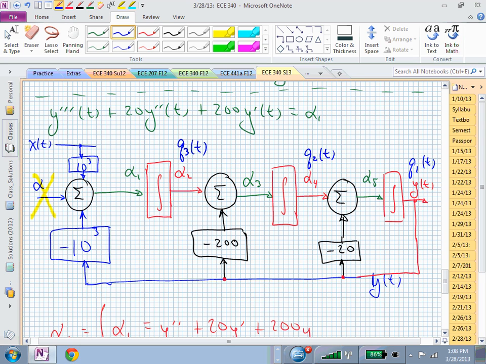Now, I'm going to have to scroll down, but before I do, let's just see what's going to happen. What's Q1 prime? Q1 prime is the output of this summing junction, so it needs to equal these inputs. It's going to be Q2 minus 20 Q1. And that will be in my first row.